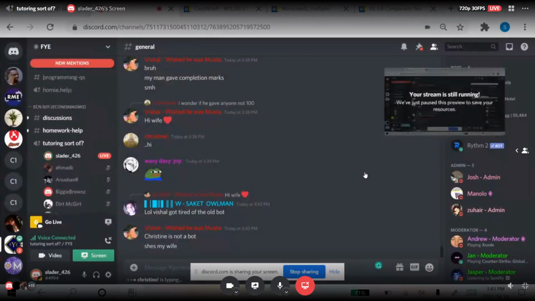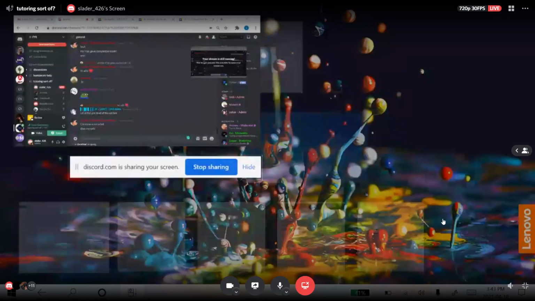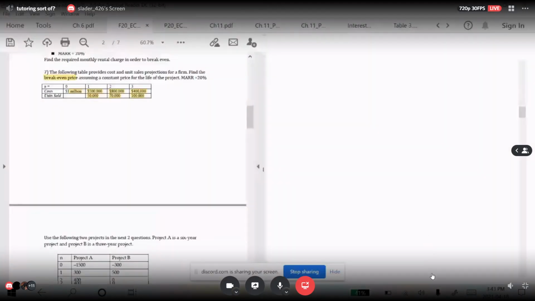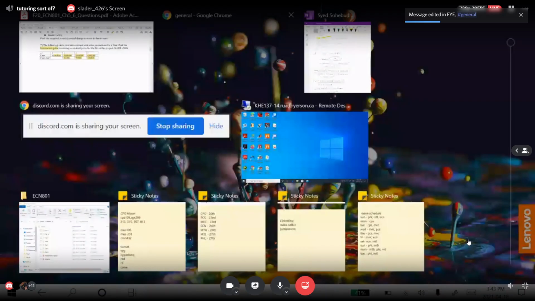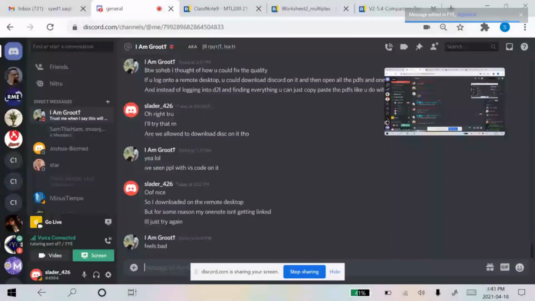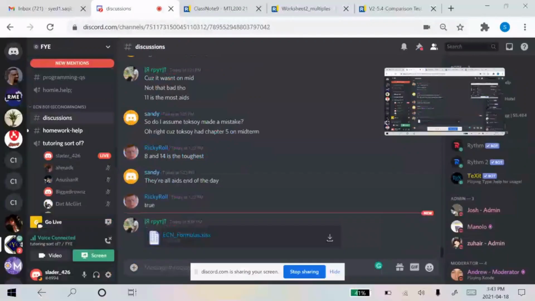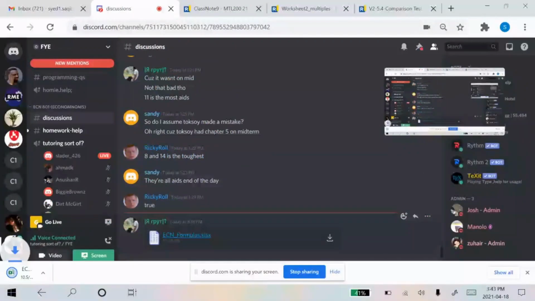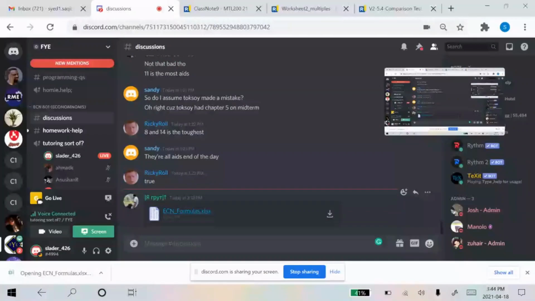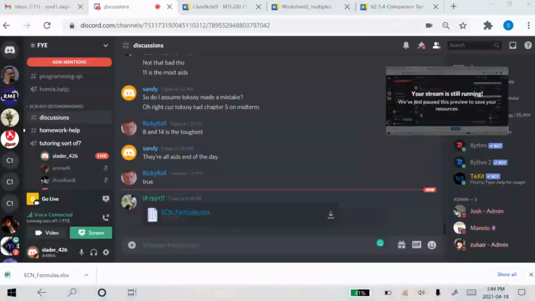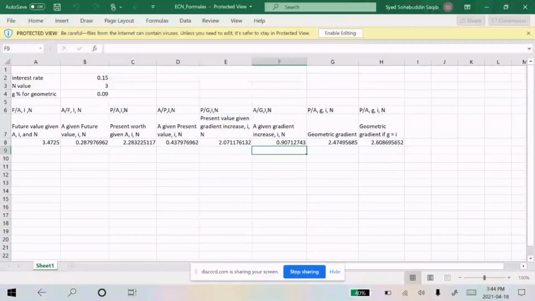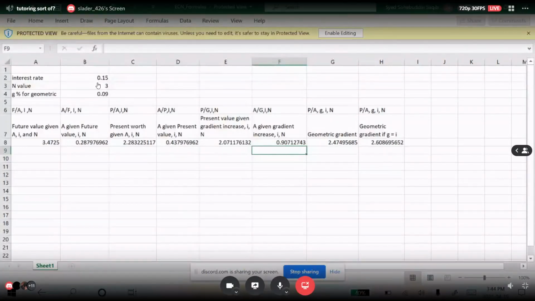Yeah? By the way, since you're on Discord, just open the Excel thing for a second. It's in chat. Okay, I'll keep that open, just in case you need it. Just the top is your interest rate. So I just change all this, and then it gives me all the values. Okay, right, great, cool.